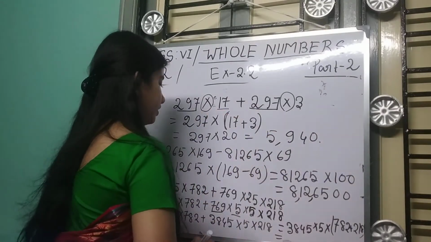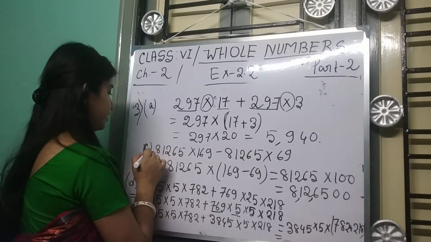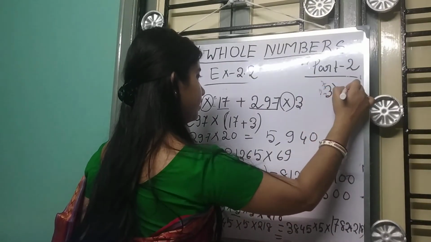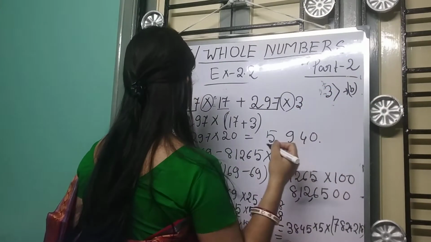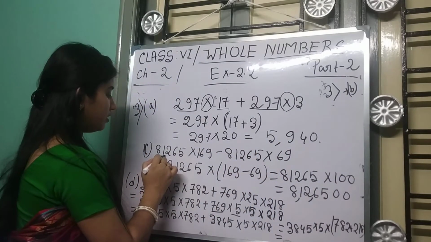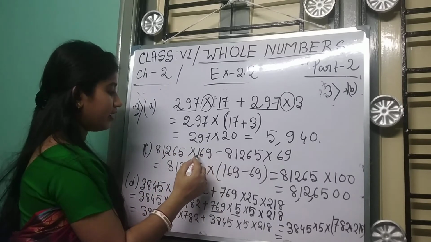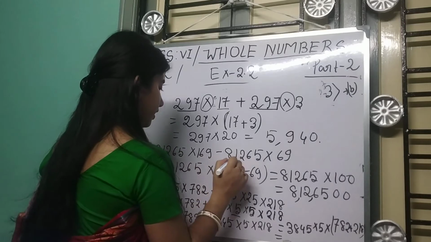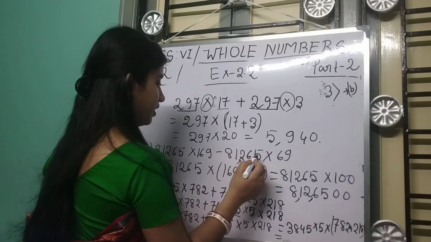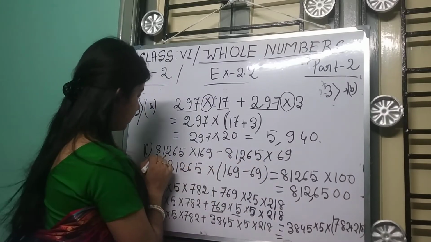5940. Now in a similar way we should do number C, and at home you try number B. This is the same as number A. Now here it is given 81,265 into 169 minus 81,265 into 69. So first we take this number common.